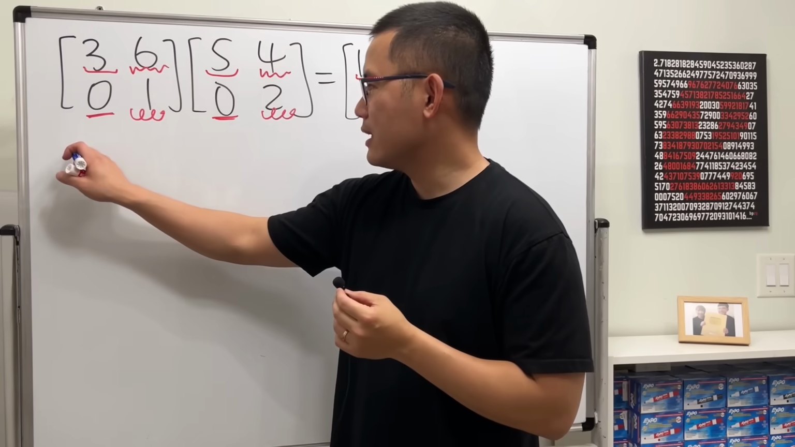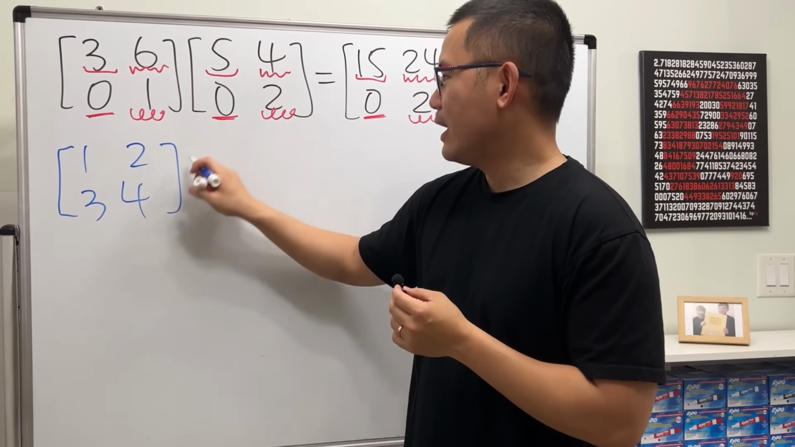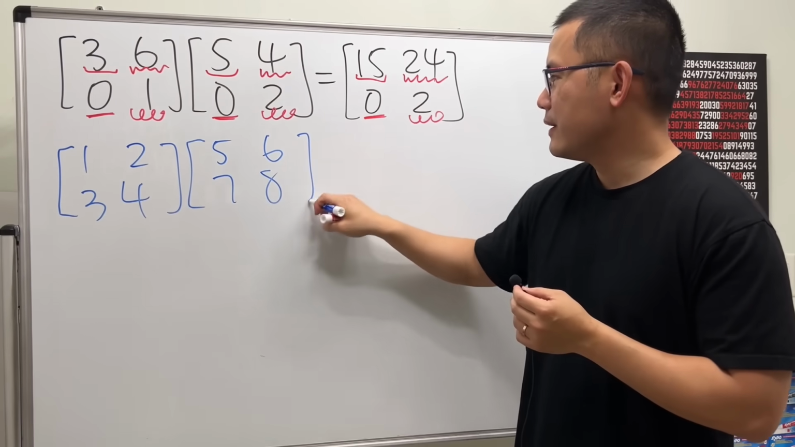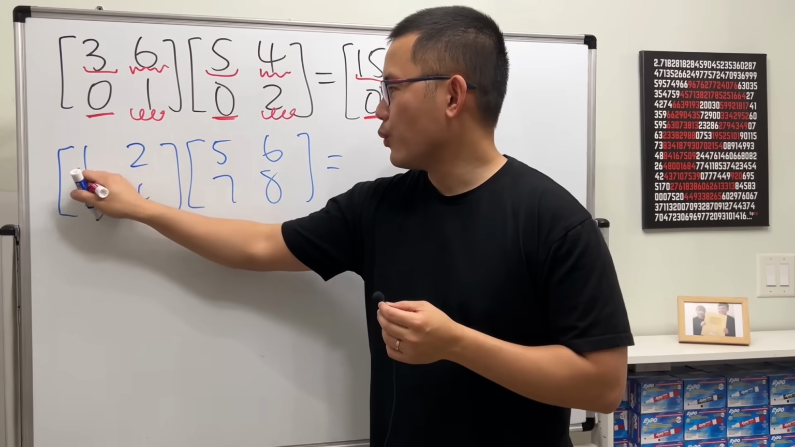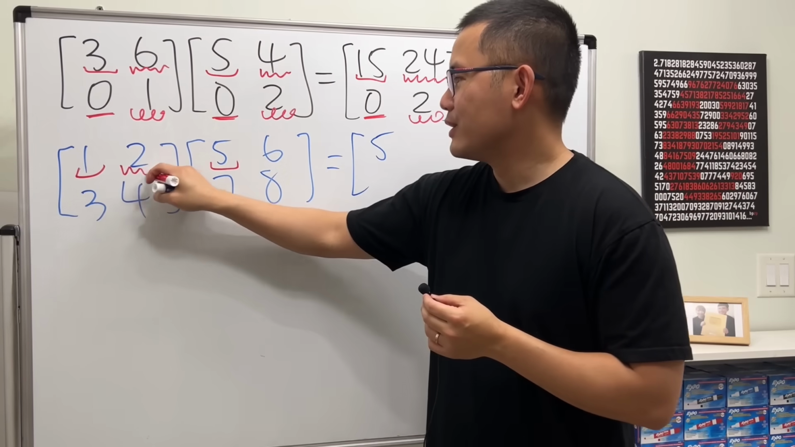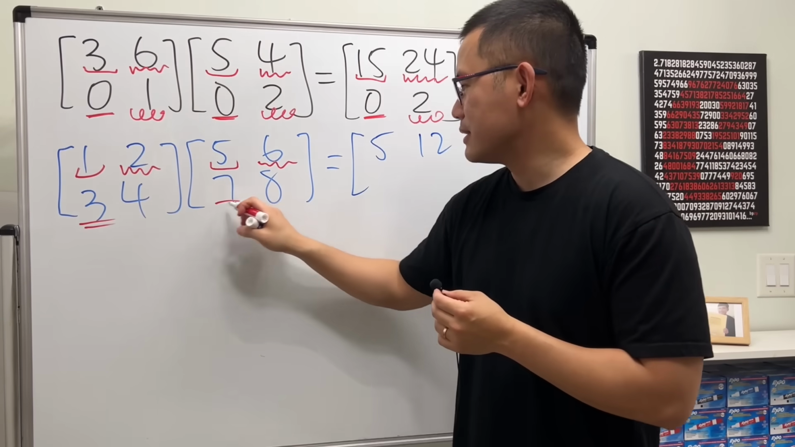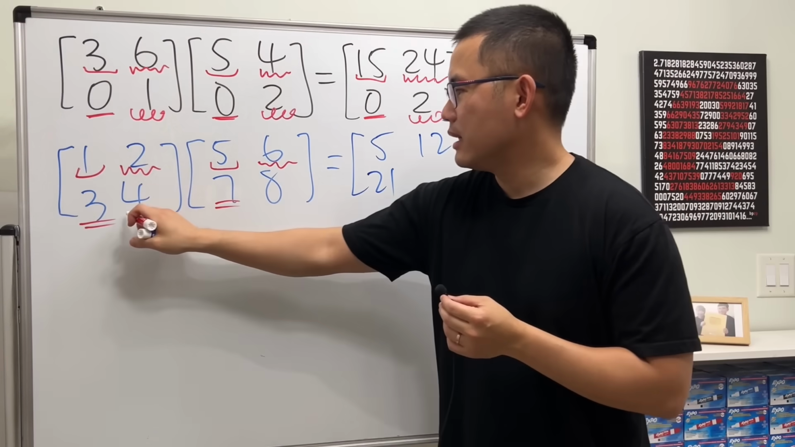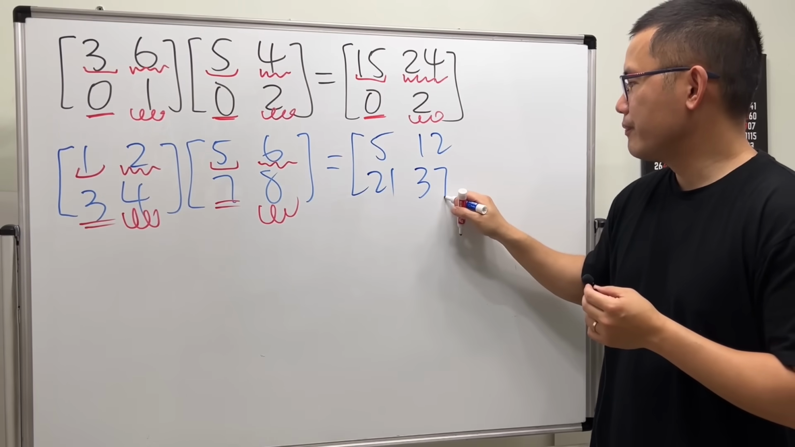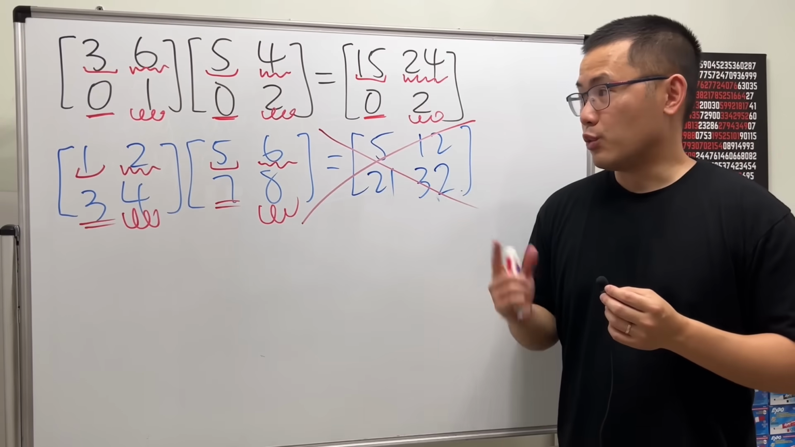For example, if I give you other matrices, let's say 1, 2, 3, 4, and we multiply that with 5, 6, 7, 8. Can we really just do 1 times 5 and say the first entry here is 5, and the next 2 times 6 and say that's 12? Continue. 3 times 7, 21. Lastly, 4 times 8 being 32. No, this is not correct. Check out Wolfram Alpha real quick.